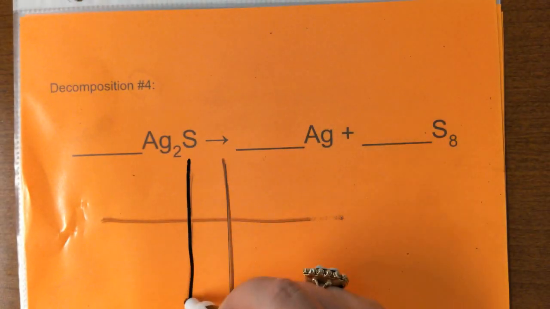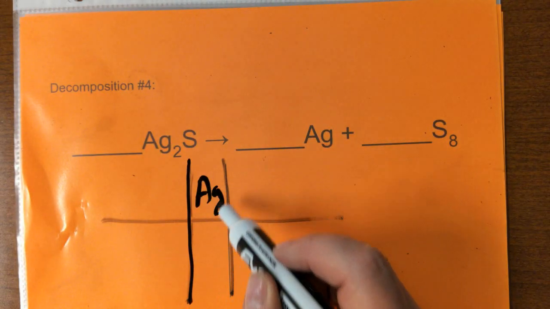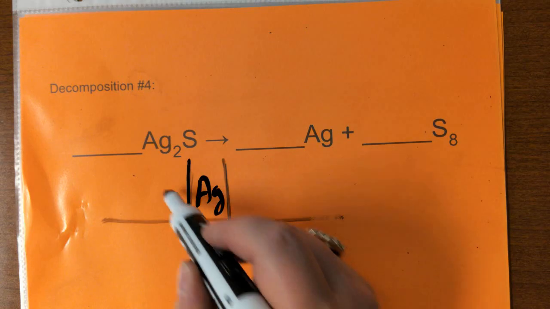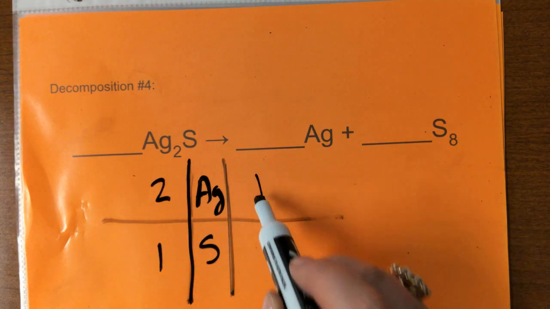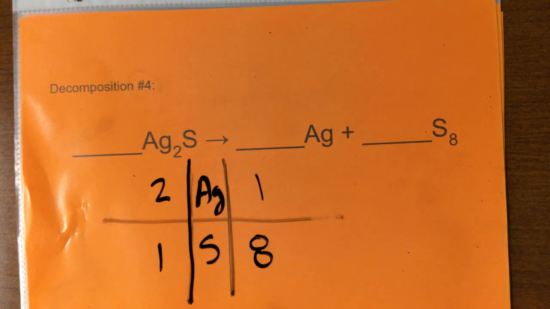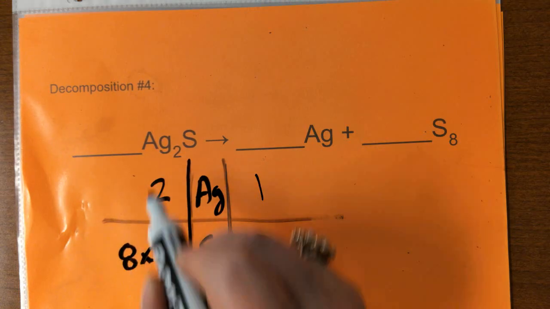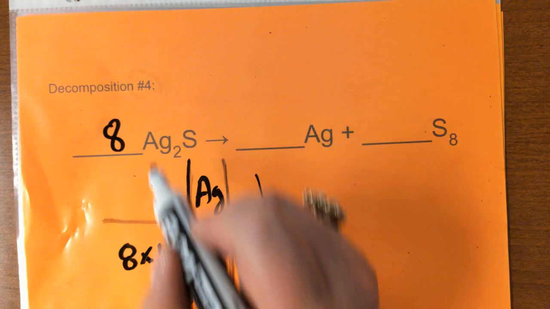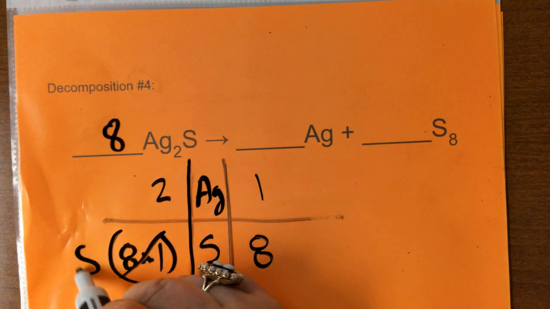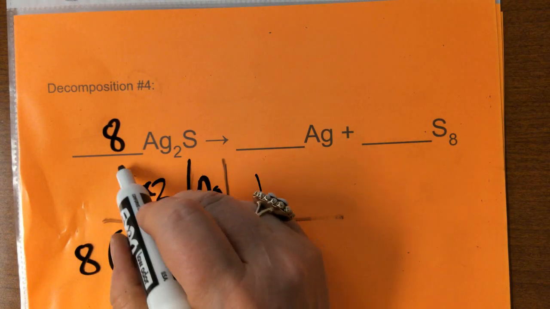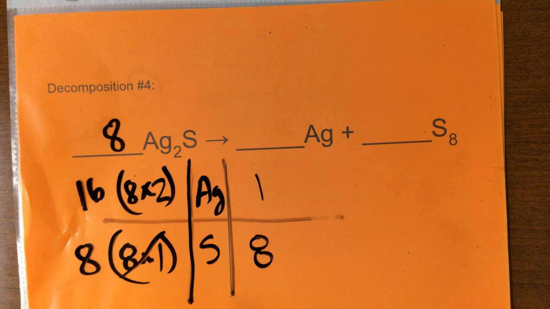All right. This one, I've got 2 silver and 1 sulfur. I'm sorry, 1 silver and 8 sulfur. So for me to get 8 on this side, I would need to multiply this by 8. Find sulfur, I'm going to put an 8 in front of it, but I also need to multiply this by 8. So I have 16.